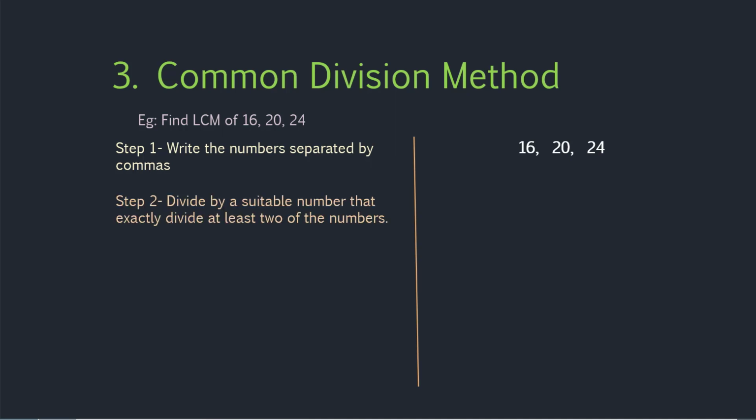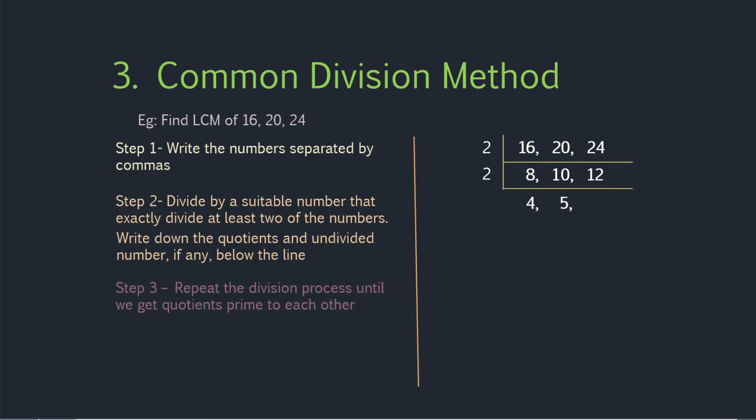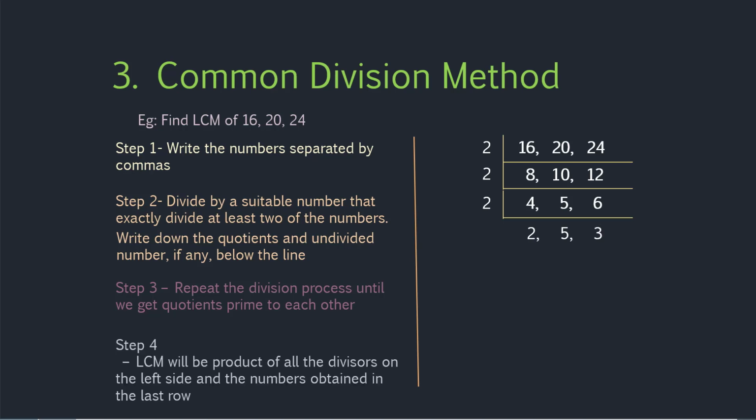Then we find a suitable number that exactly divides at least two of the given numbers. In this case, as the numbers are even, the number 2 divides all three. Write down the quotients below the line. In any case, if a number is not divisible by the divisor but remains undivided, we write it as it is below the line. We need to repeat the division process until we get quotients which are prime to each other. Now we multiply all the divisors on the left side and the numbers in the last row to get the LCM.